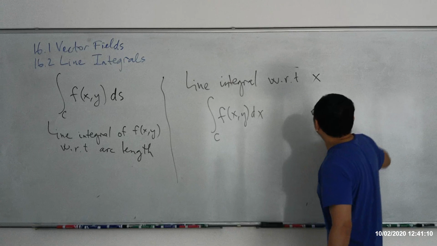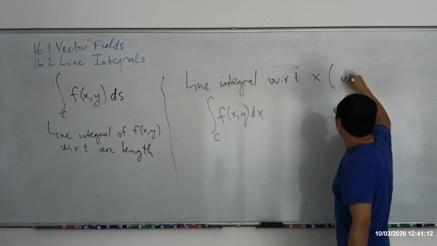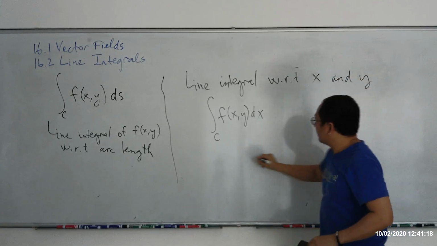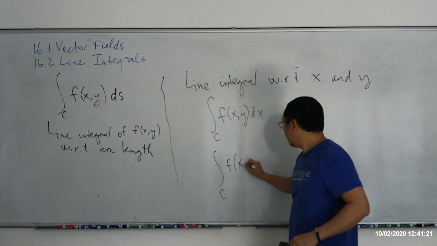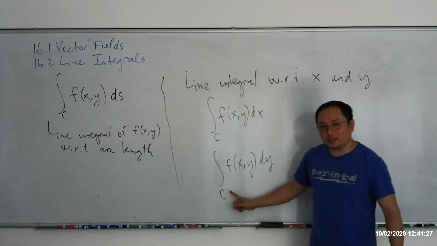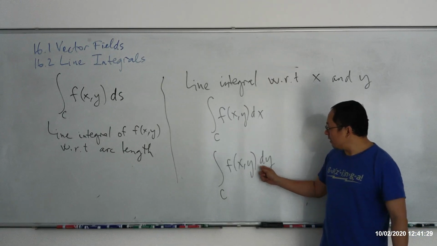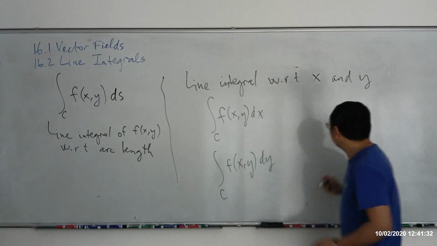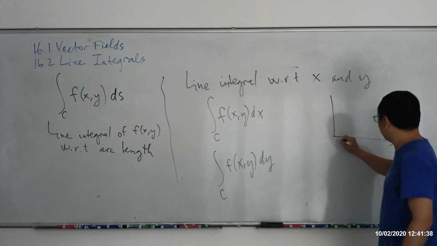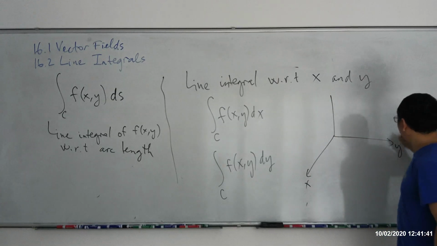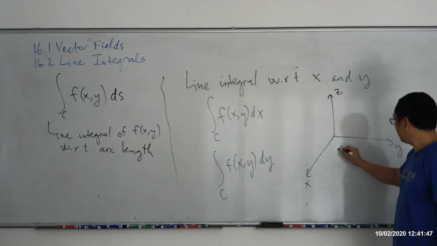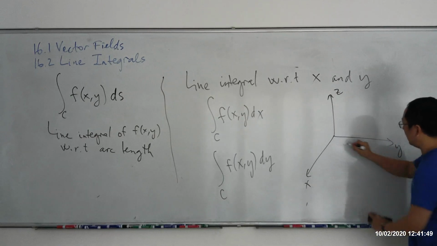And similarly, you have with respect to y, then you have this integral over C of f of x y dy. Okay, so still the line integral of the function f x y, but now it's not a little change of the curve anymore. Okay. So let me redraw it right here. This is the x-axis, this is the y-axis, and this is z, right? You have a curve. This is a curve C.